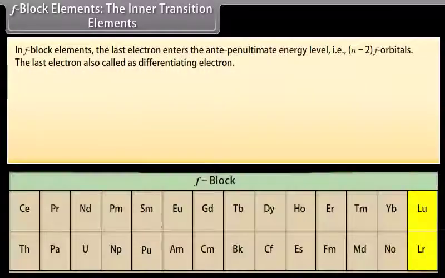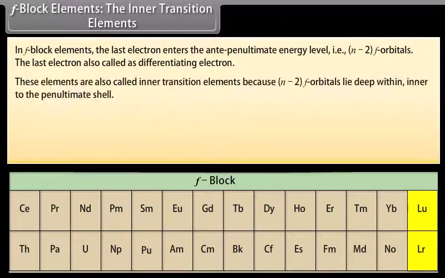F-block elements. The inner transition elements. In F-block elements, the last electron enters the antepenultimate energy level, that is (n-2) f orbitals, where n can be 6 or 7. The last electron is also called differentiating electron. These elements are also called inner transition elements because (n-2) f orbitals lie deep within, inner to the penultimate shell.